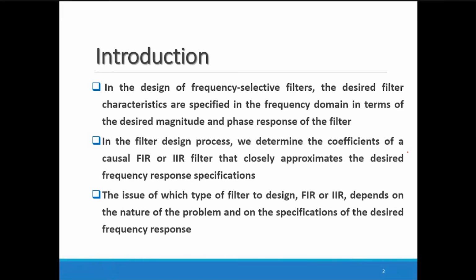Okay, so the issue of which type of filter to design, either FIR or IIR, depends on the nature of the problem and on the specification of the desired frequency response. So after deciding magnitude and phase response, we decide which filter we have to use, FIR or IIR filter. That depends on the nature of the problem and the specifications of the desired frequency response.